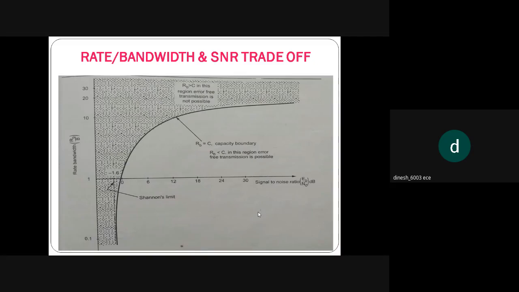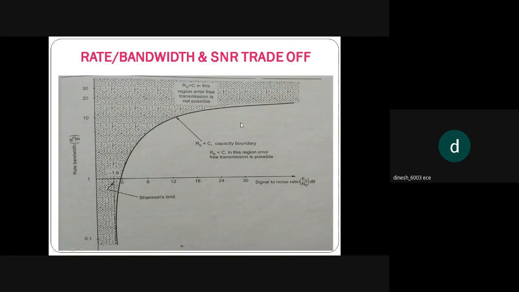Next is a diagram that you can see. The diagram is drawn as signal to noise ratio versus rate bandwidth. In the x-axis we have signal to noise ratio Eb/N0. In the y-axis we have rate bandwidth Rb/B. There is a curve with different values being plotted. This graph, Rb equal to C, is the dark line.